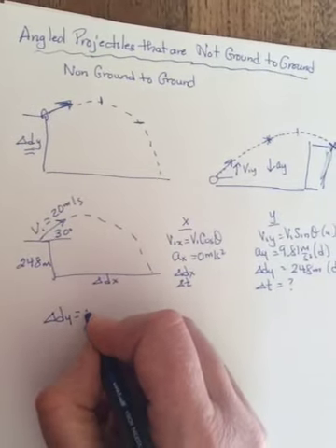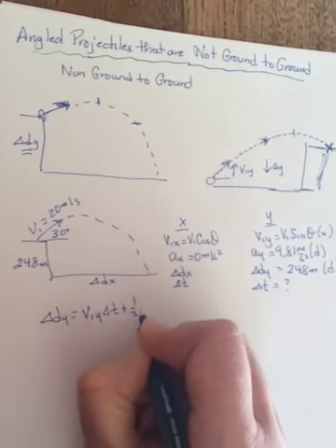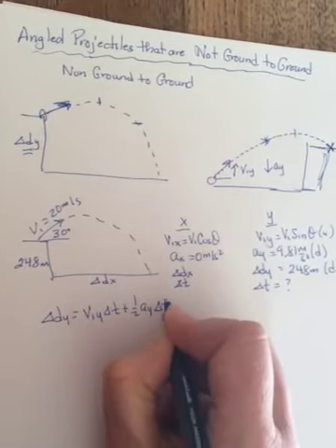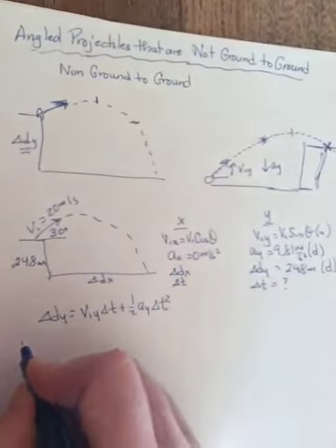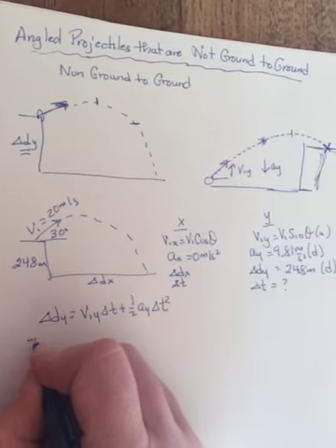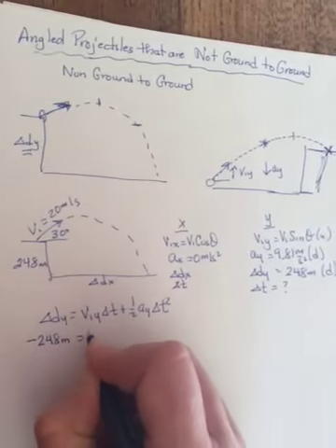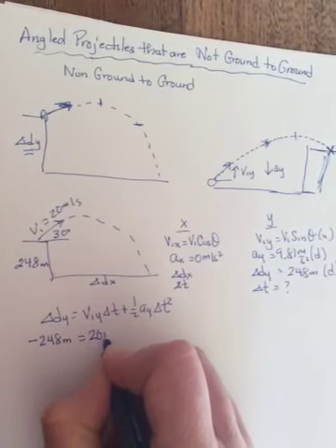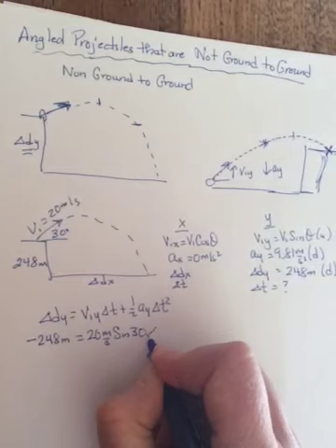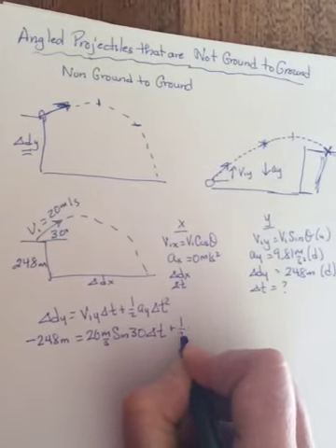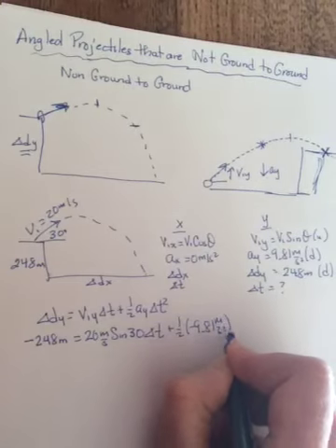So Δy is equal to v_iy Δt plus 1/2 a_y Δt². I'd fill my numbers in if I were you before rearranging so that you don't mess up the negatives. So down is negative, so negative 248 meters is equal to 20 meters per second sine of 30 Δt, plus 1/2 negative 9.81 meters per second squared, right?